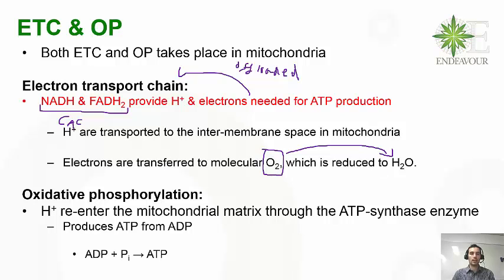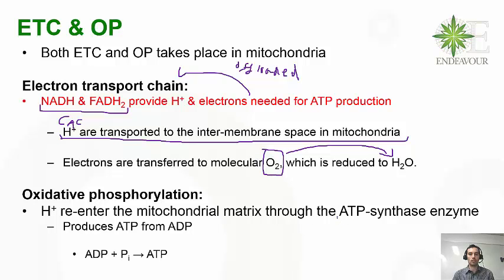So the other thing we get in the electron transport chain is we have the H+ being transported through to the intermembrane space of the mitochondria. The reason why this is important is because we can use these H+ in a process that we call oxidative phosphorylation.